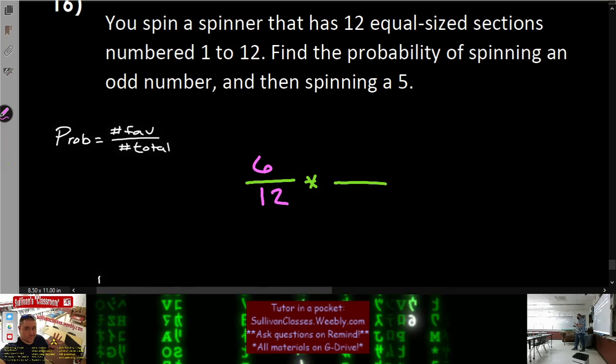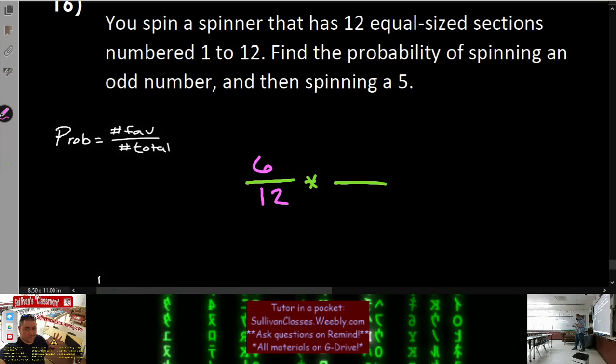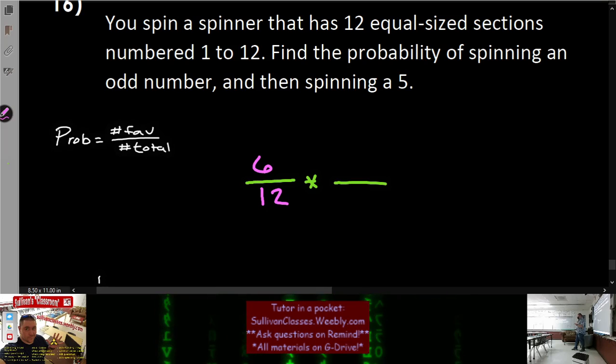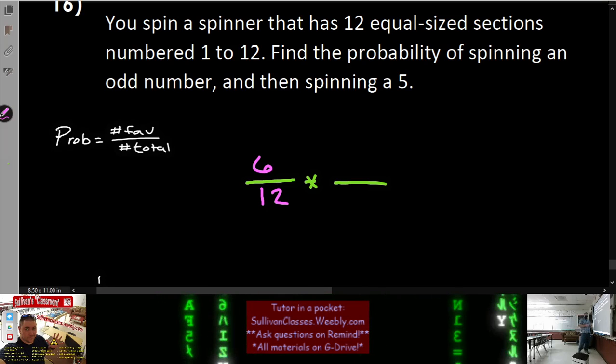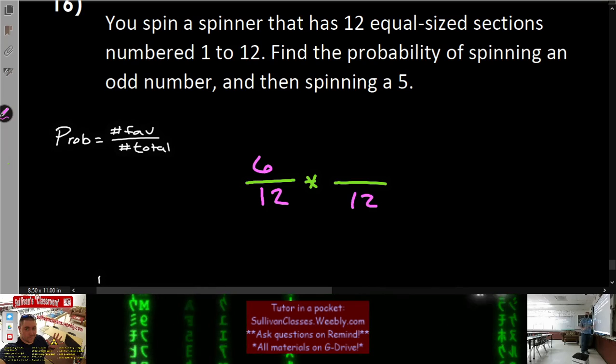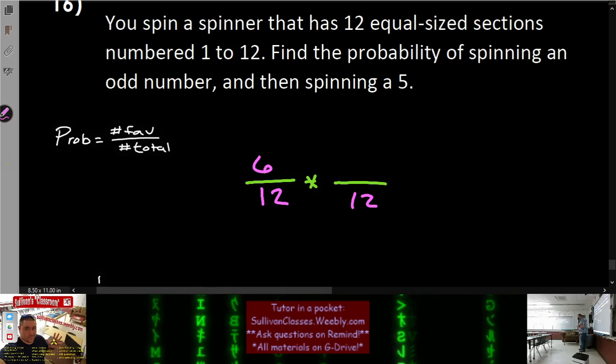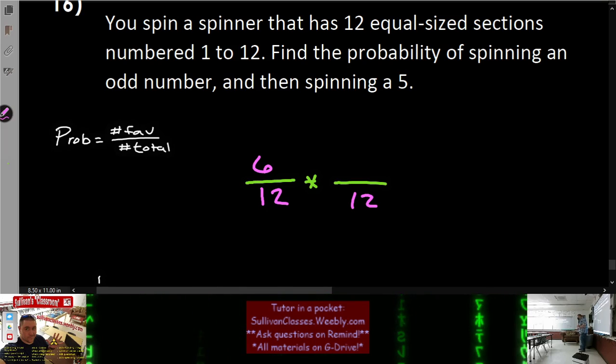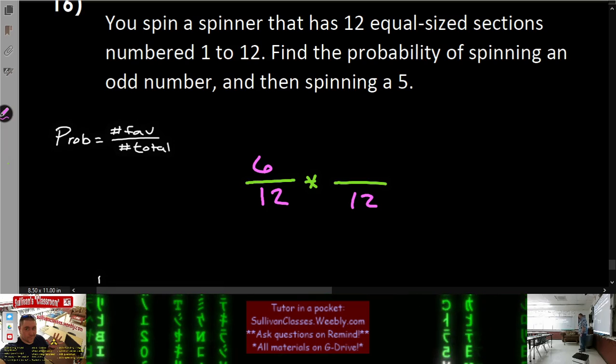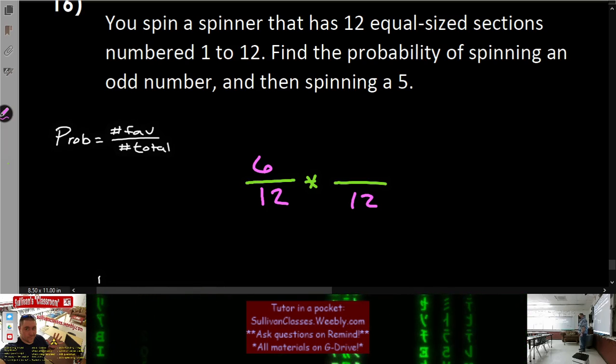When I spin that odd number, does that number disappear from the spinner? No. These are independent. It is still 12 choices. And how many of those choices are a 5? 1. 6. There's only 1 5 in the center.